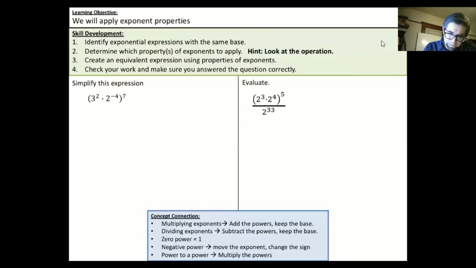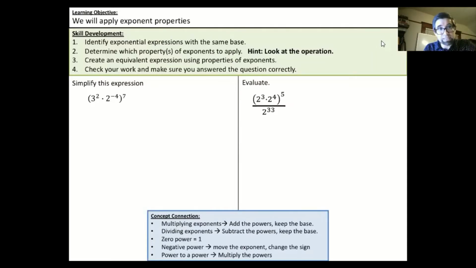Okay, so we've gone through the concept of the power property of exponents. Now let's see a couple examples and how to apply it. Here's the first one. Applying the power property, we might have to use some more properties for these problems as we go.